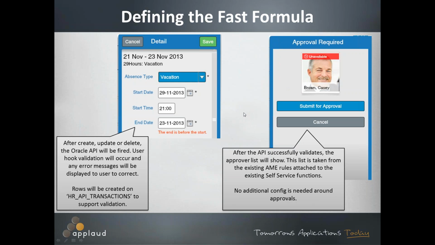Okay, so just to be clear, there's absolutely no change. You don't need to create new workflows, you don't need to create new AME rules. We use exactly what you have configured already, and that includes custom workflows too. So if you've created custom workflows, we'll call custom workflows. Those custom workflows will do whatever they do already. They could call a concurrent program, they could generate a document, whatever. They will still fire in the normal way.